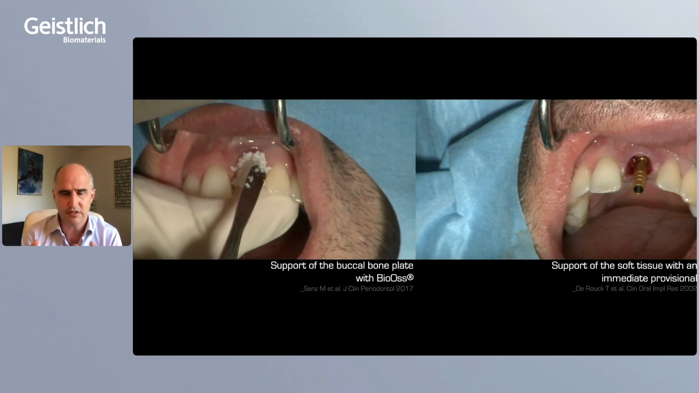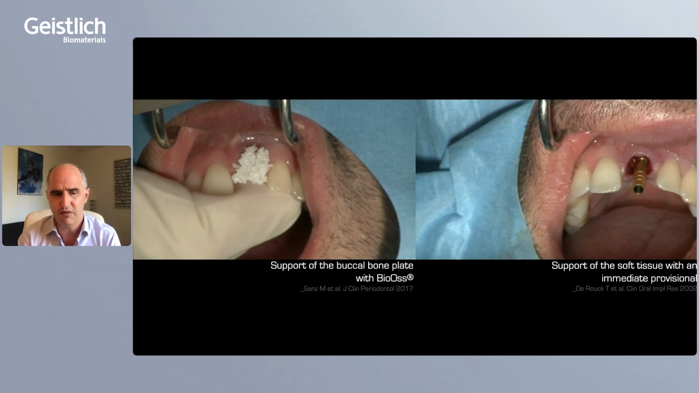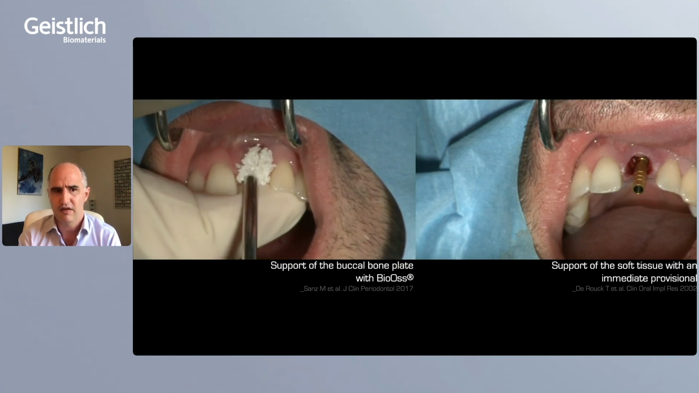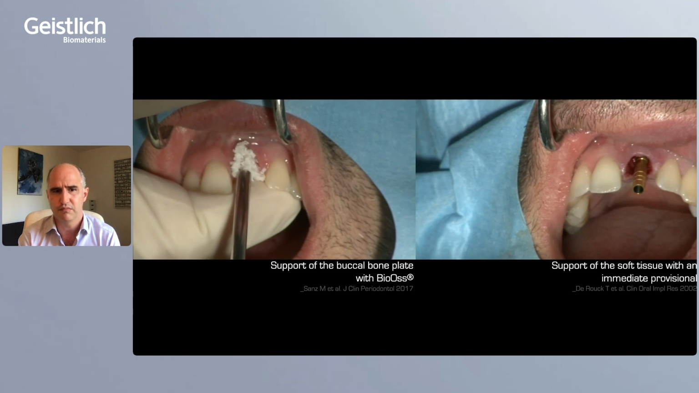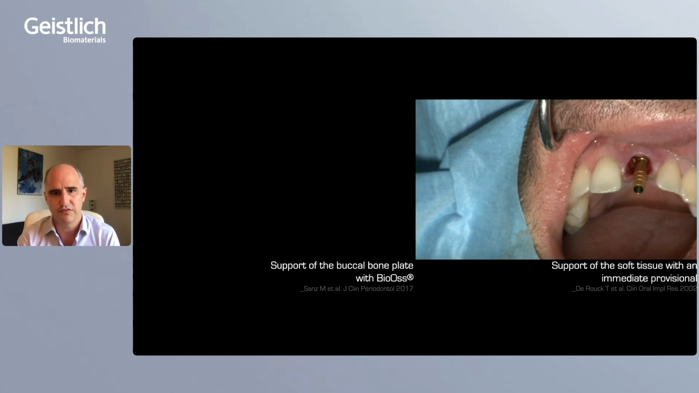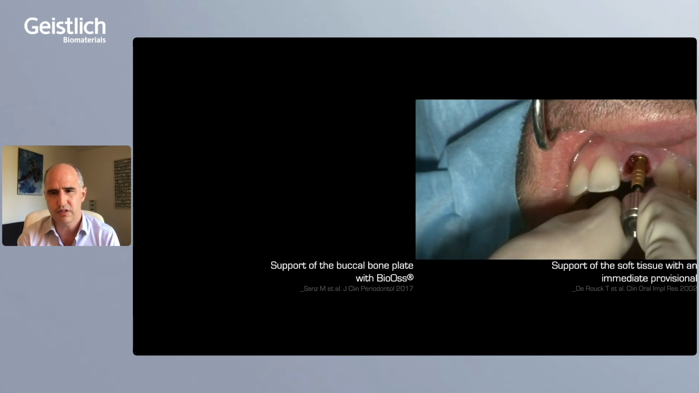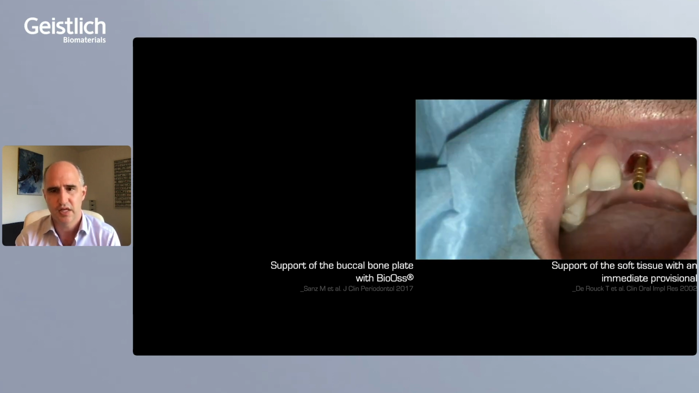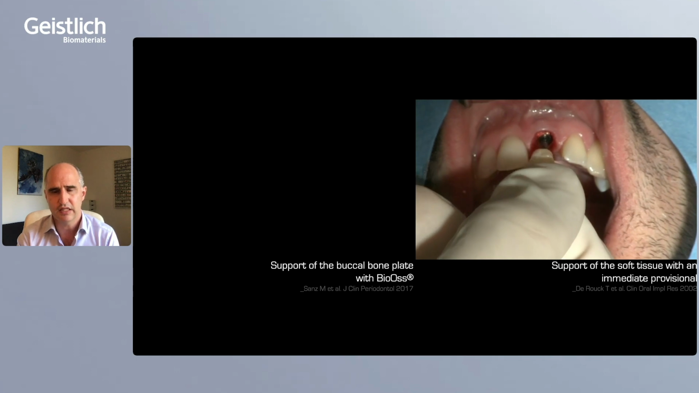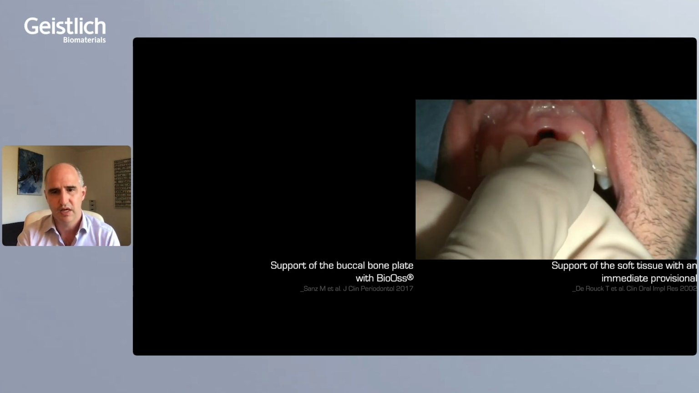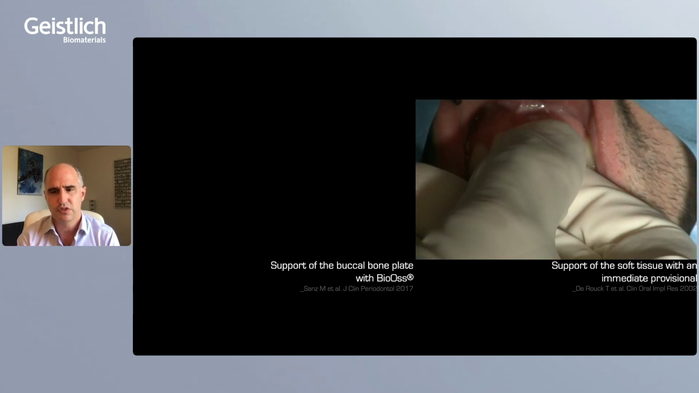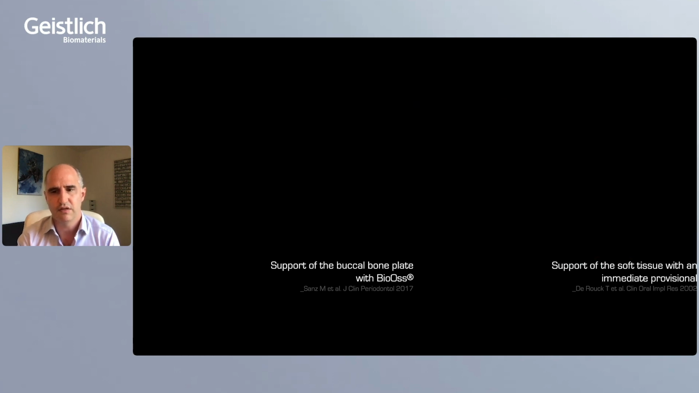And if you have Bio-Oss inside the socket, we have seen that, and we have done studies on that. If we have a support of the buccal bone plate, we also support the soft tissues in a more coronal position. The second aspect, which has been shown by many more scientific groups, is that we support the soft tissue with an immediate provisional. As you see here, we have Bio-Oss underneath it, which is supporting the bone, and then we have a provisional which is supporting the soft tissue height in this context.